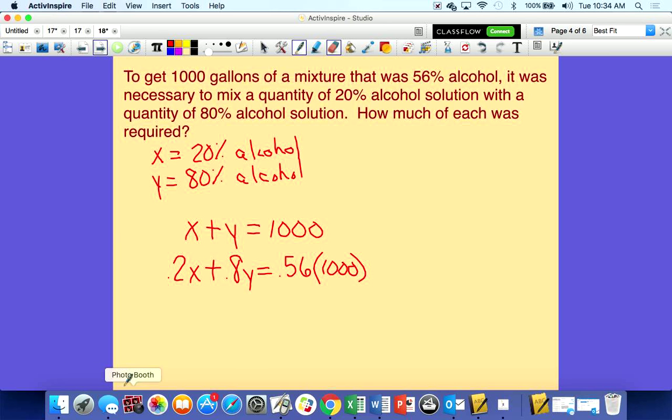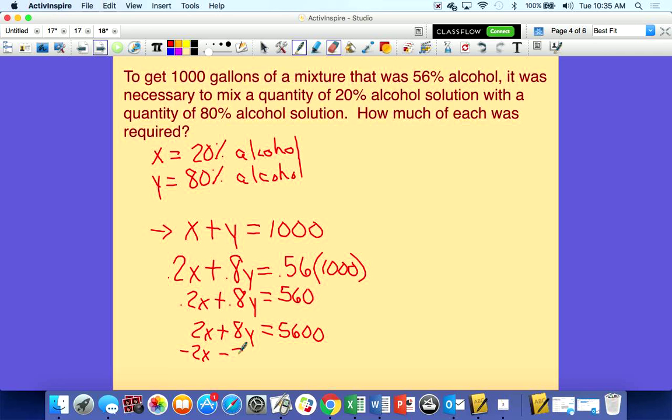Alright, so we can simplify this equation down a little bit. 0.2x plus 0.8y equals, what, 560? And then there are different ways to do this. You could multiply this by 10. So 2x plus 8y equals 5,600. And then maybe you want to do elimination. Again, you could multiply this by -2. So -2x minus 2y equals -2,000.